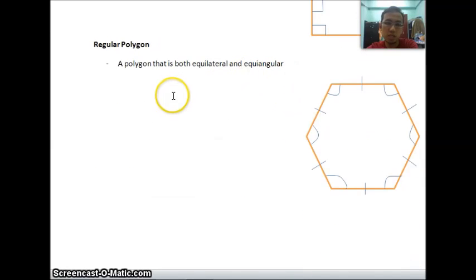And last but not least would be the regular polygon. This is a polygon that is both equilateral and equiangular. So as you can see, this is a regular hexagon, and all of its sides have the same length as well as the angles being the same.